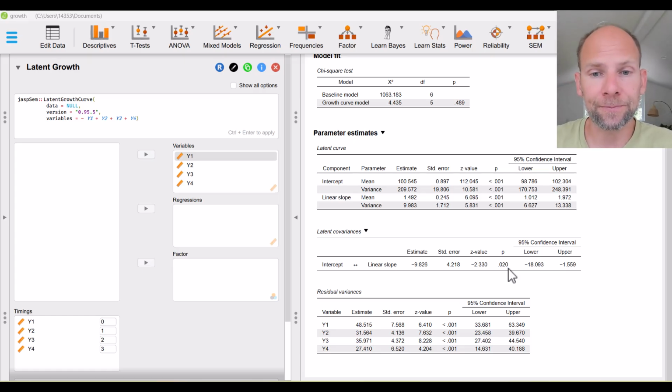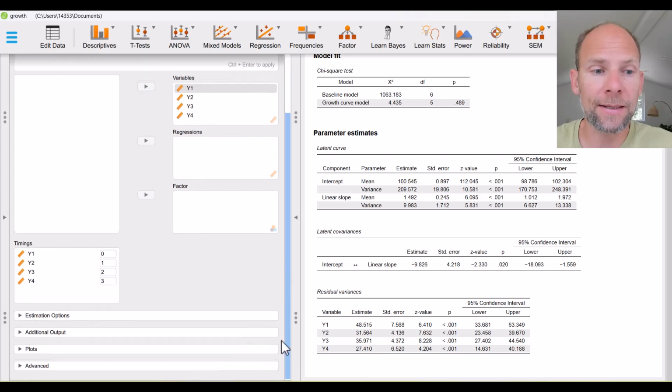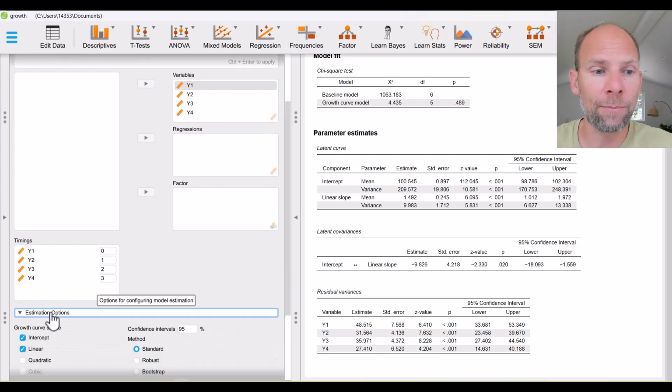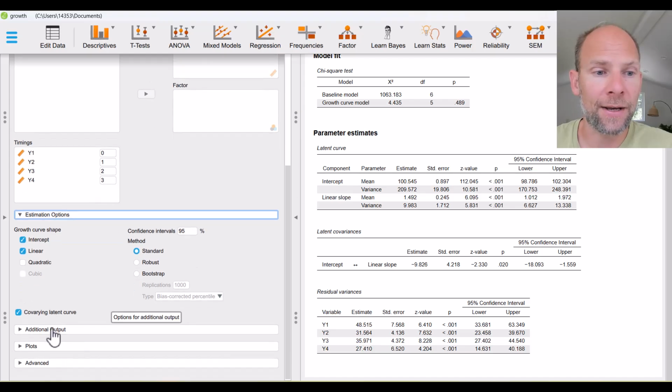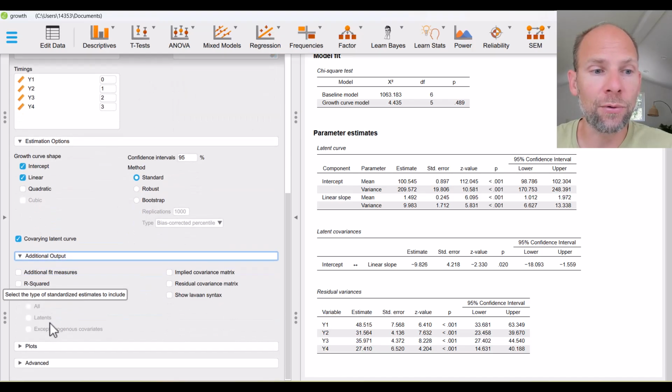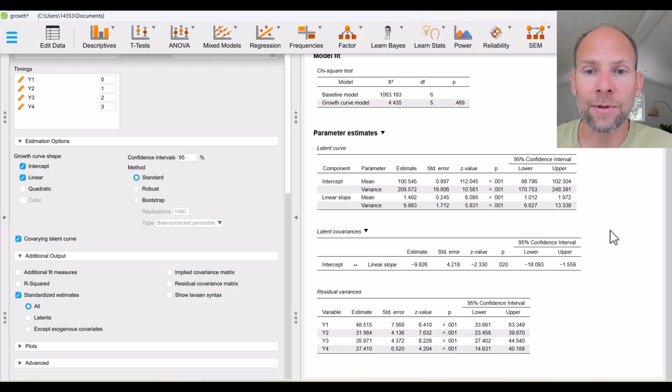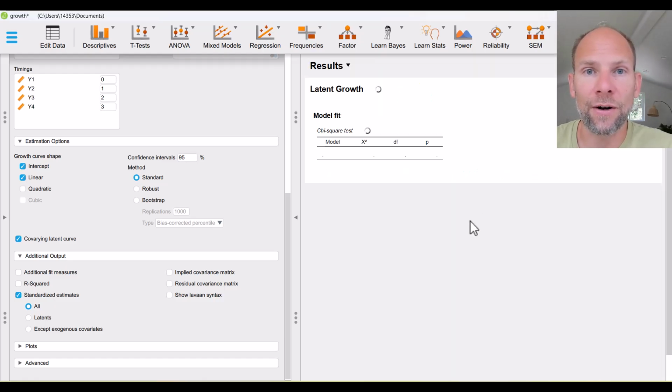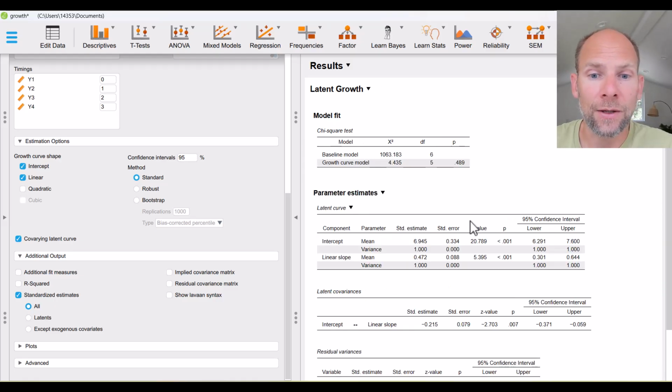In order to make this more interpretable, we can request the standardized solution under estimation options, under additional output actually. So when we go to additional output and we go to standardized estimates, then we get the estimate of the correlation here on the right hand side, and not just the covariance, which is difficult to interpret because a covariance is not standardized. And so you can see that then when we go back to our table, now we get the standardized estimate here. And so the correlation between intercept and slope was negative 0.215, which is a lot more interpretable than the covariance.